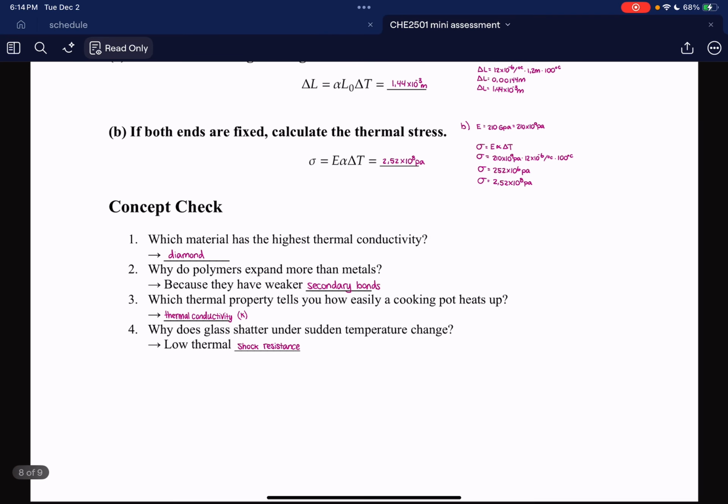So now we can do a quick little concept check. Which material has the highest thermal conductivity? The answer is diamond. Why do polymers expand more than metals? Because they have weaker secondary bonds. Which thermal property tells you how easily a cooking pot heats up? That's the thermal conductivity. And why does glass shatter under sudden temperature change? Because of low thermal shock resistance.